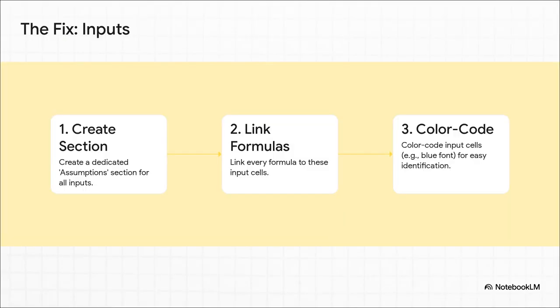So, how do you fix this? It's a super simple 3-step habit. First, create a dedicated assumption section. Put all your inputs there. Second, link every single formula back to those cells. And third, this is a great pro tip, color code your input cells, maybe with a blue font so you can spot them in a second.